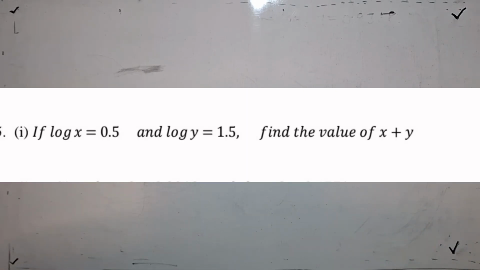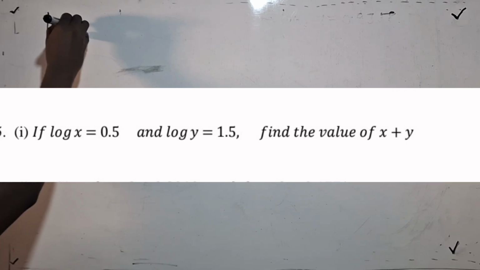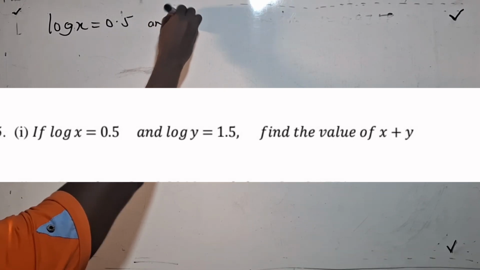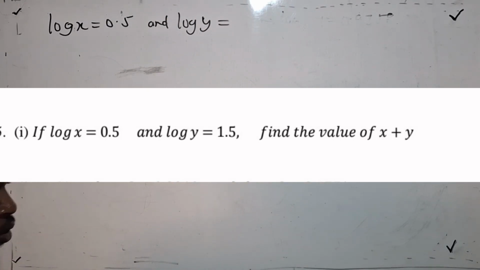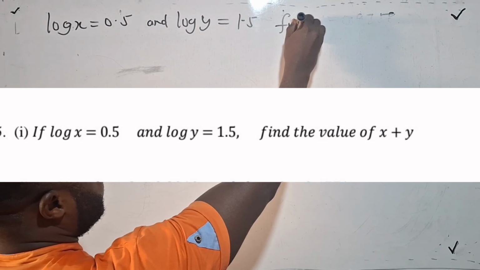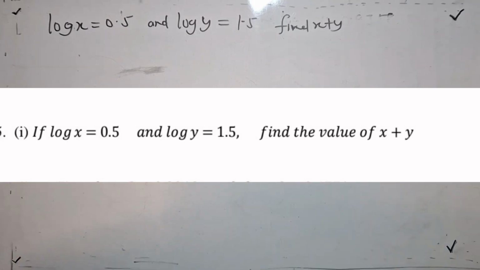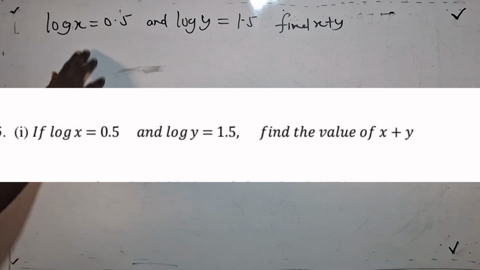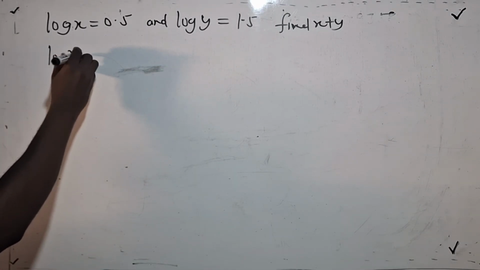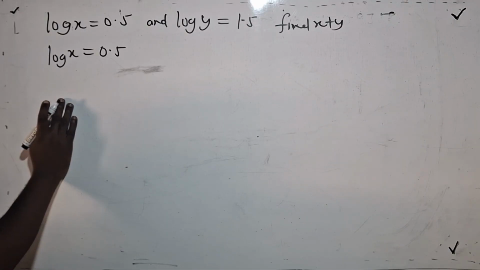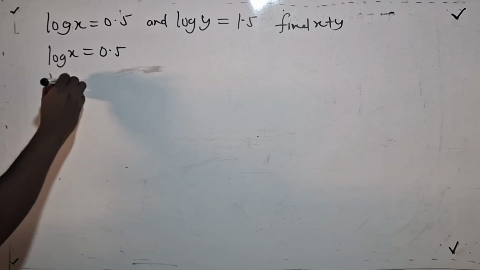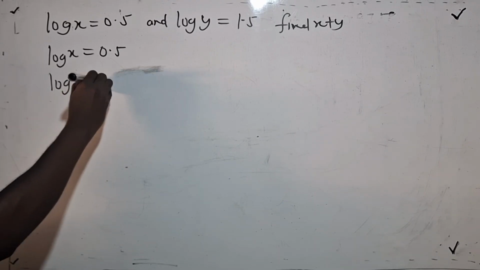With part I, we have if log x is 0.5 and log y is equal to 1.5. We are to find x plus y. Now follow closely. I'm going to solve this one after the other. Now this log x you see here is equal to 0.5. Now how do we make x stand alone here? Don't forget this has base 10. That was not written.